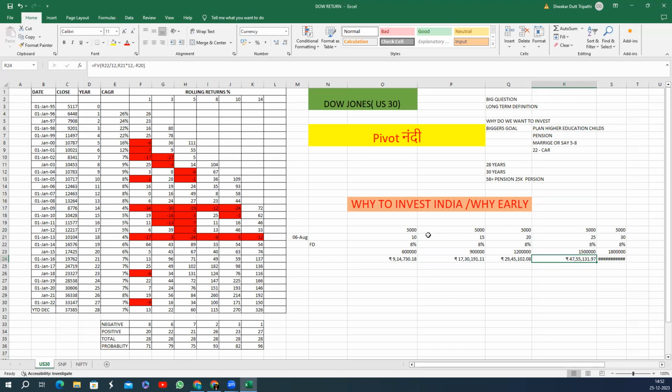Now, that person has taken my presentation seriously and is going to invest in this country's index. You can see in a 28-year period, this index, because this is the Dow Jones, has ultimately given, if somebody invested from 95 and remained invested up till December 2023, a 7% return. So obviously Indian people will not be interested: I am getting 7%.